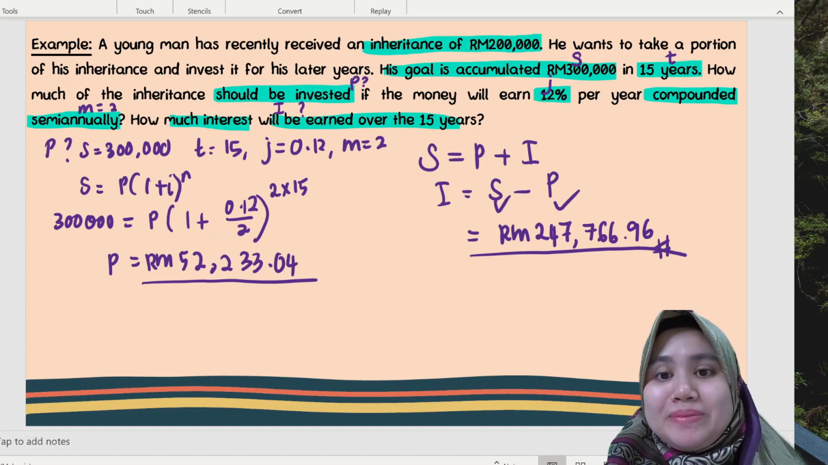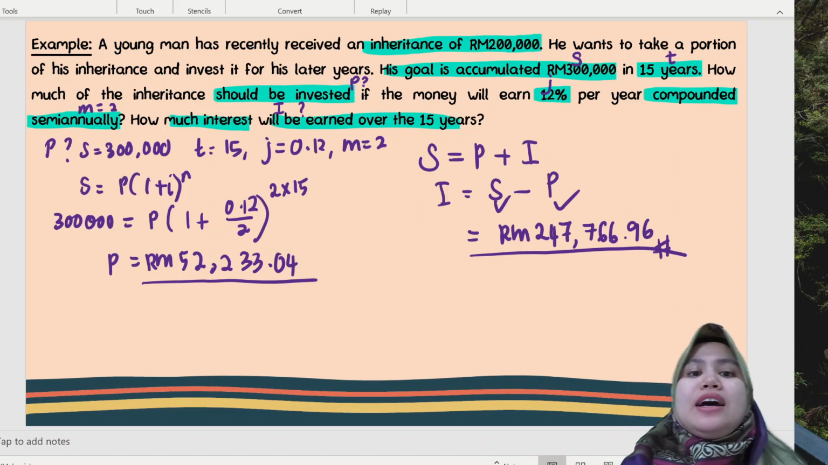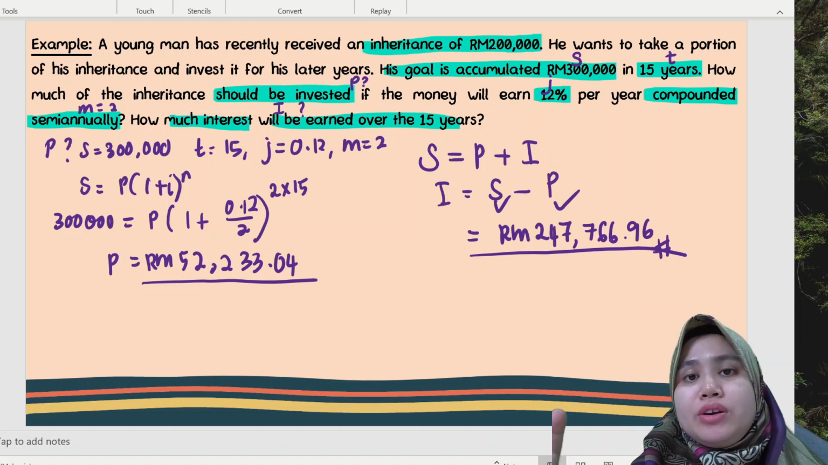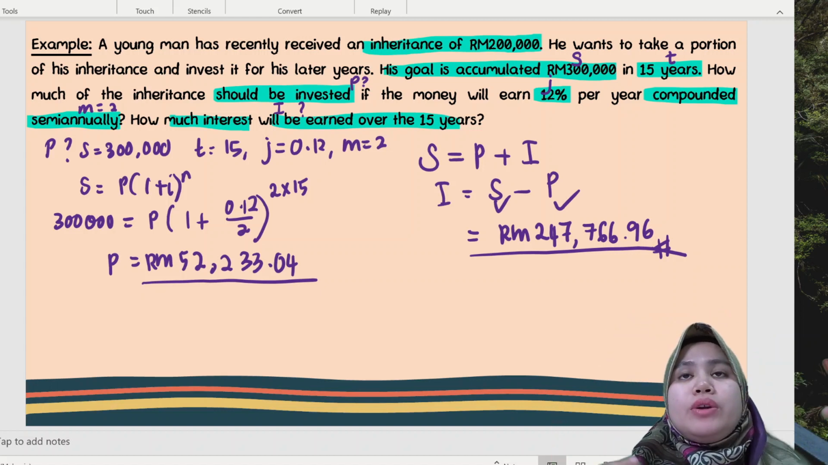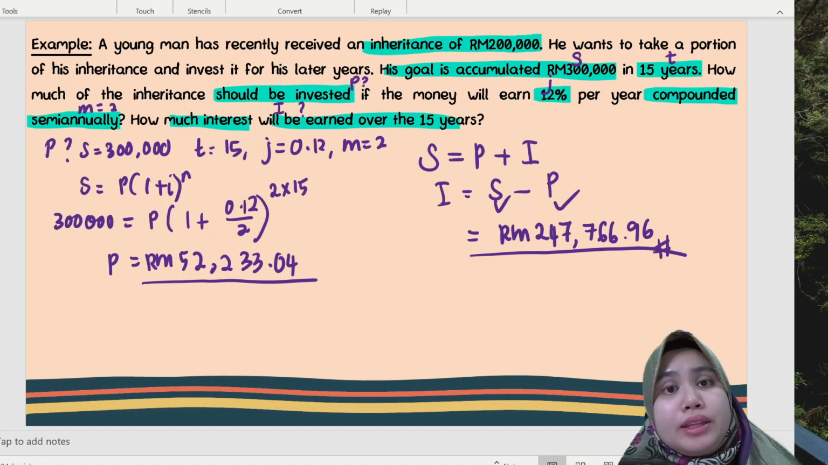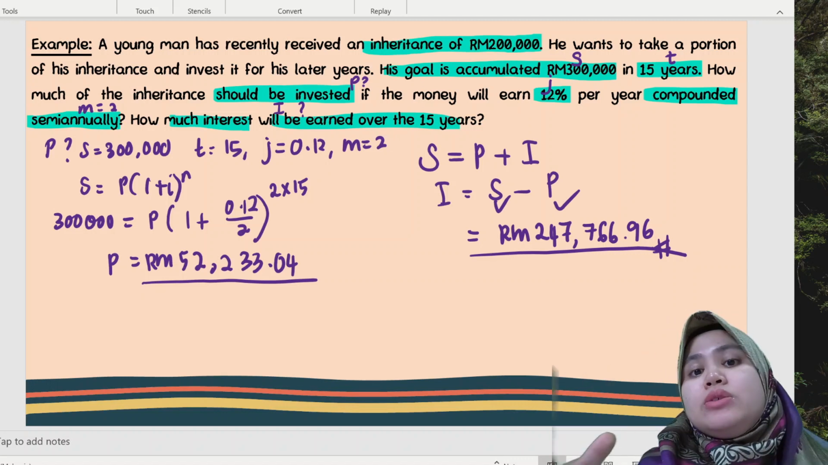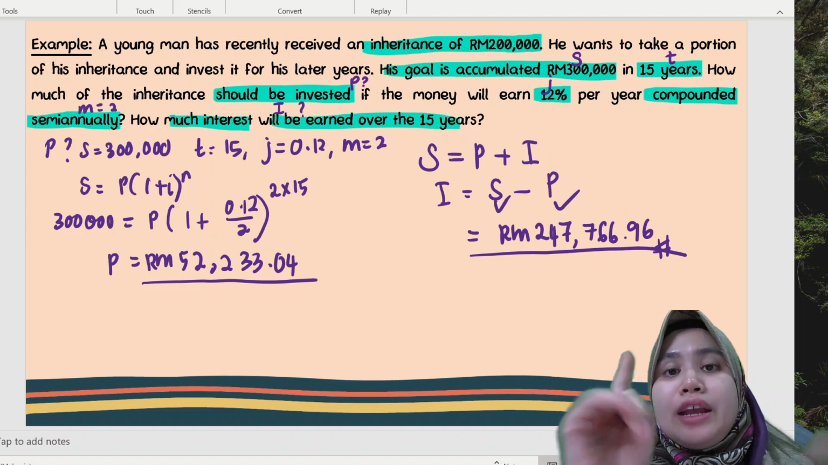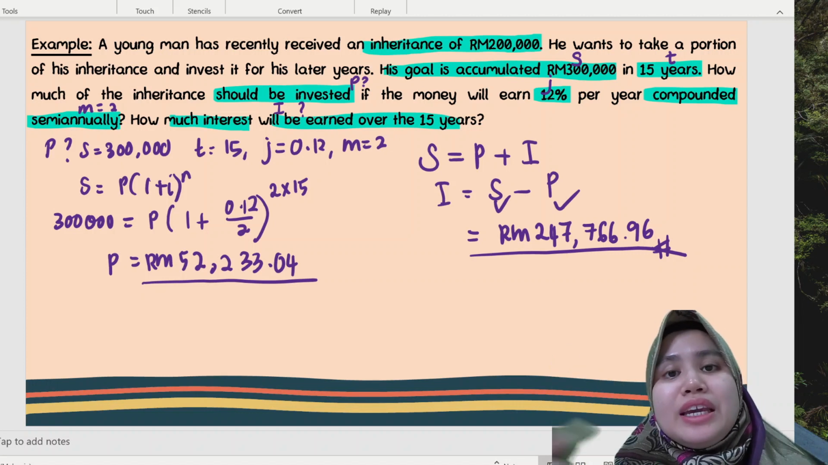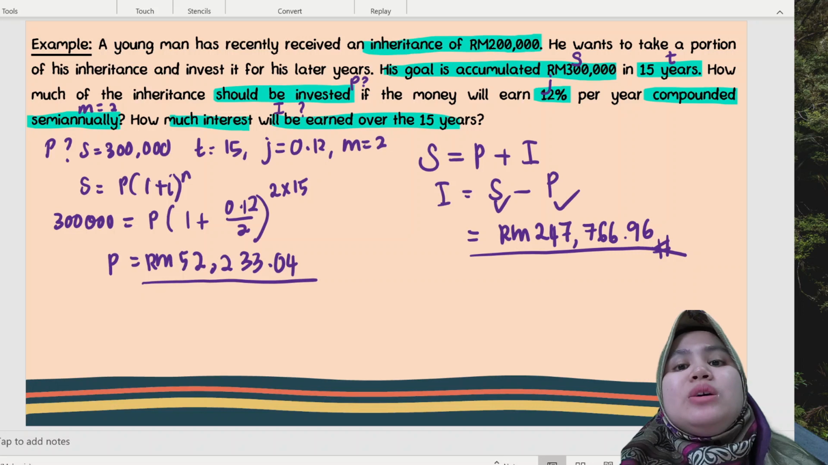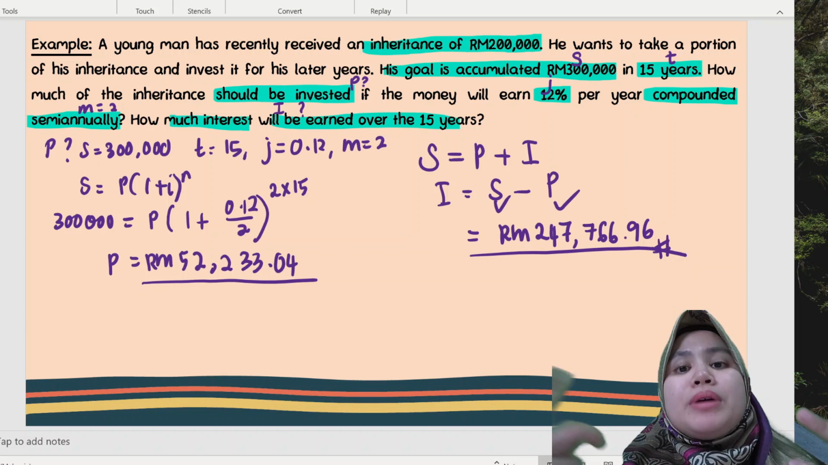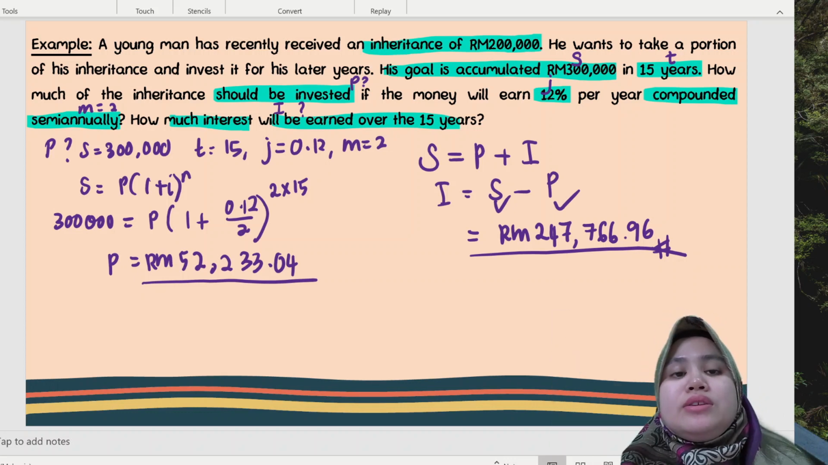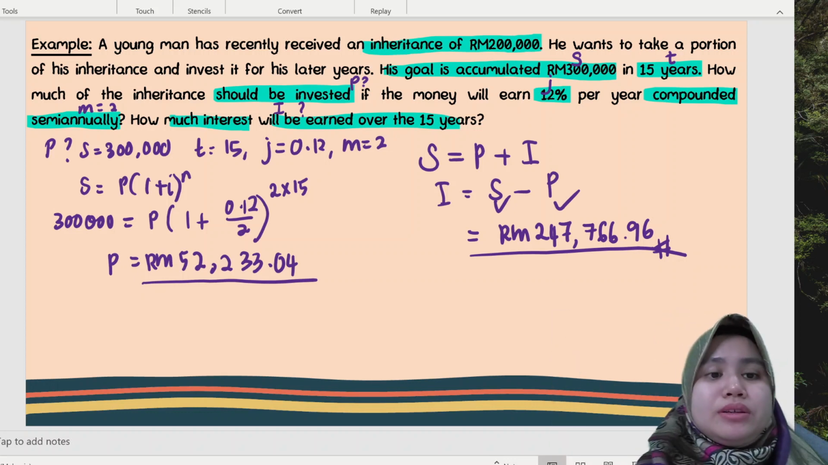Okay, right? So that's how, if you want to make saving for your pension, or for your wedding, for your study, you can start right now. You can try to calculate. For example, if you make a saving of RM1 every day, let's say you put in the account, with the compound interest being offered by the bank, how much you will get after 15 years. Okay, that's the application of this chapter.